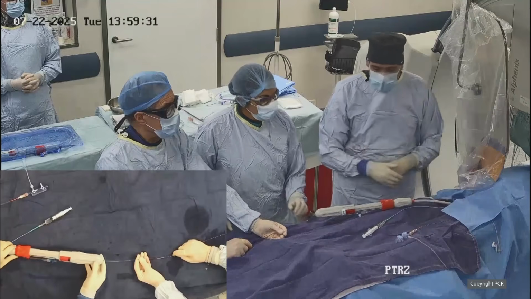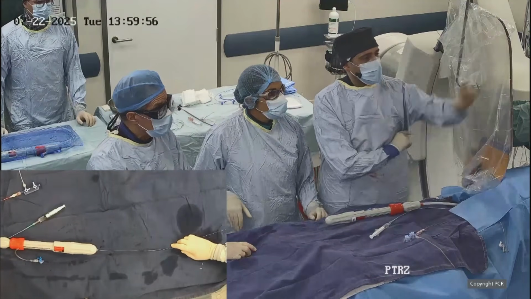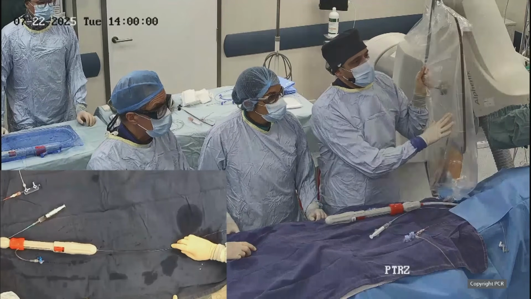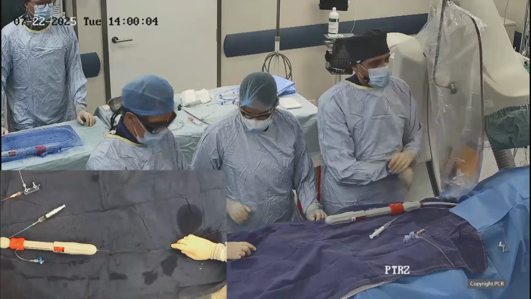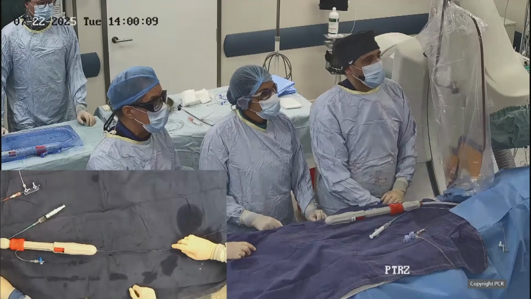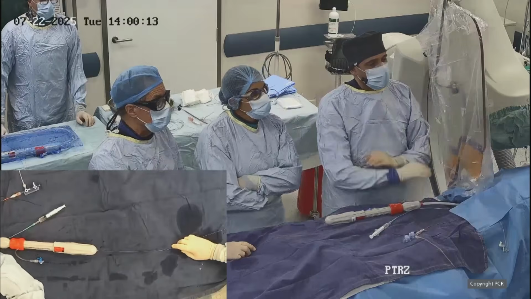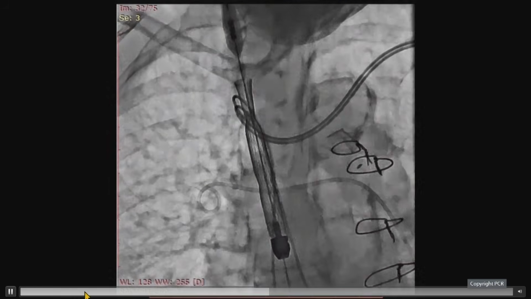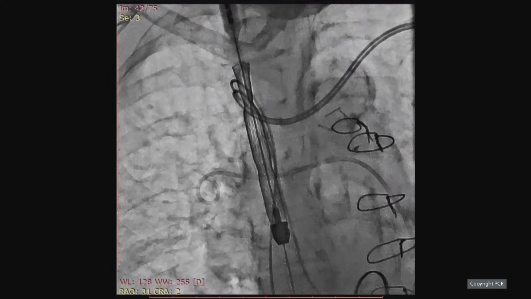Let's take a look here. Slowly hold up. Good. That's perfect. That's perfect. Let's record it, and you can see now we are with the device in the top of the pulmonary artery where our pigtail is. So we are perfect to start the release. So you can see that. What do you think about this position, Marcio?